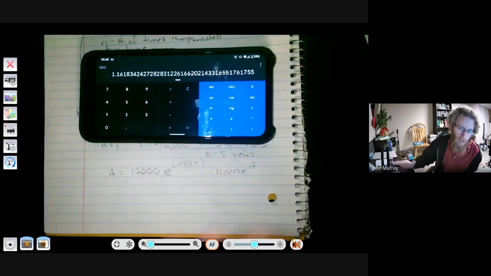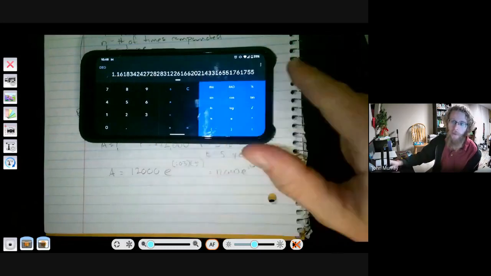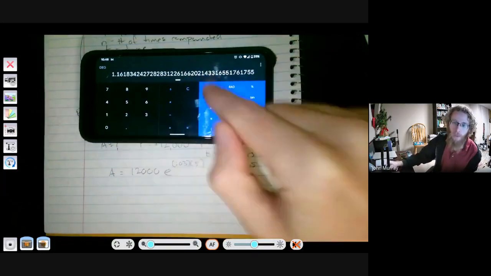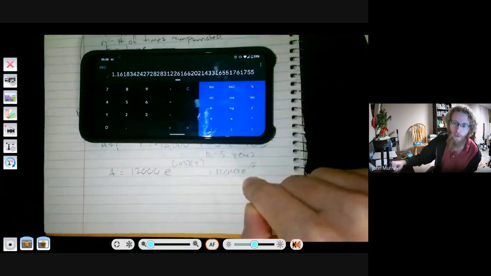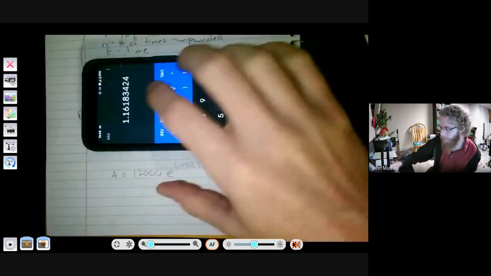What happens, though, is if you round it, you're changing the problem, right? You're changing the actual amount. So I'll show you in a second. So with this, for your phone, if you just want to use this number, because all I want to do now is take this value and multiply it by 12,000.